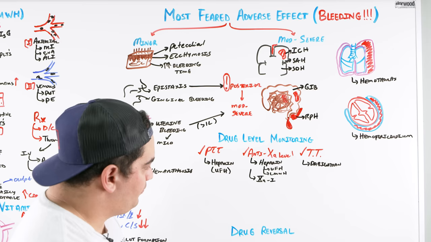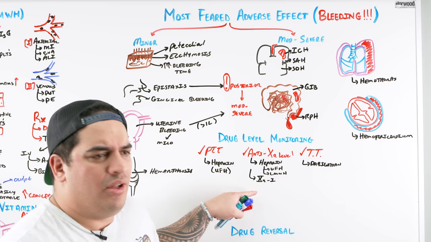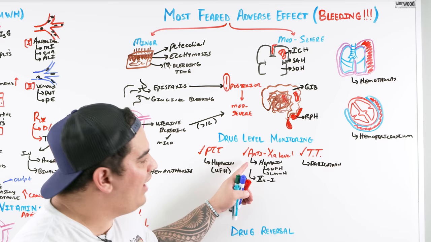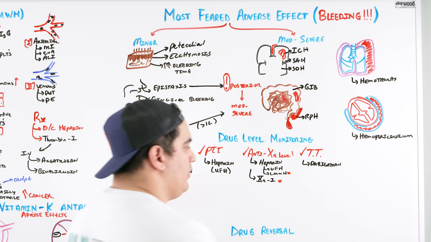Other things you could consider are your argatroban and bivalirudin. You could consider maybe even sometimes adding those into some of these other tests, but really there's nothing great for those ones either. The ones that you truly would want to know for the test are PTT for unfractionated heparin, anti-XA level for low molecular weight heparin and your 10A inhibitors, and thrombin time for dabigatran.